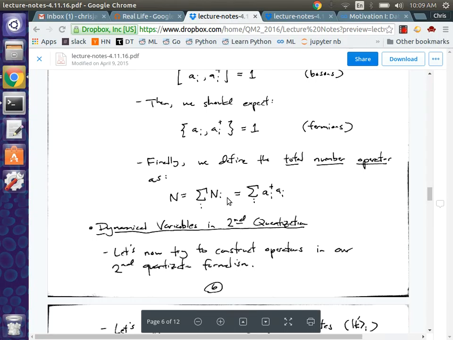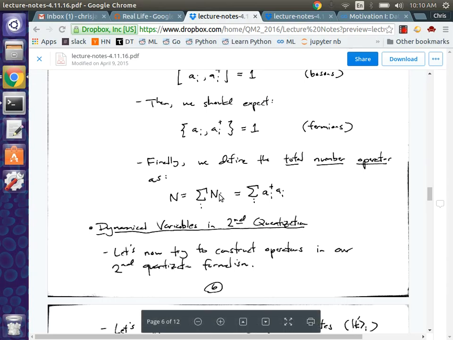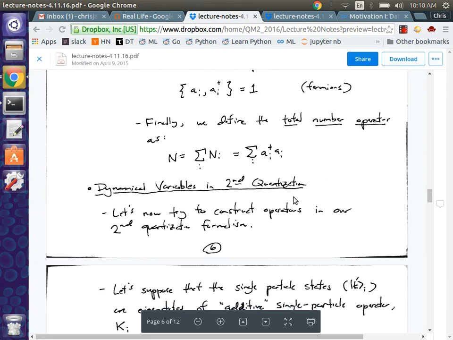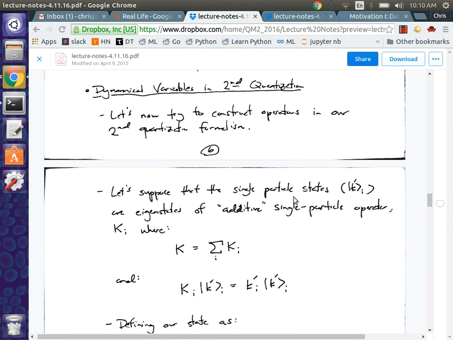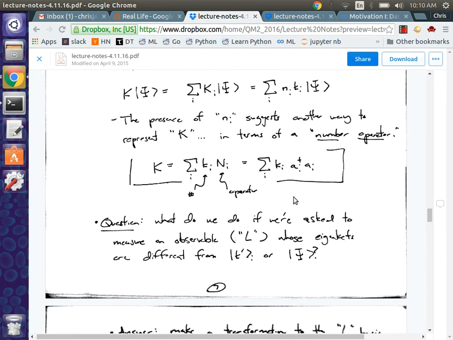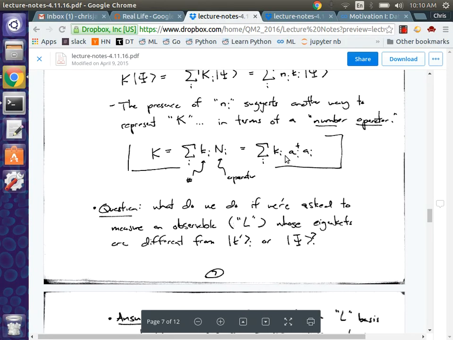So we have to sum over all the numbers of particles that are in the ith state, right? So we would sum over all those little n's to get our number of particles. And this is an operator, right? And the operator we can write in terms of this combination. So then we worked out how you write down operators in this formalism, and we found that the single particle operator you can write in terms of just the number operator times the eigenvalue, which makes sense.